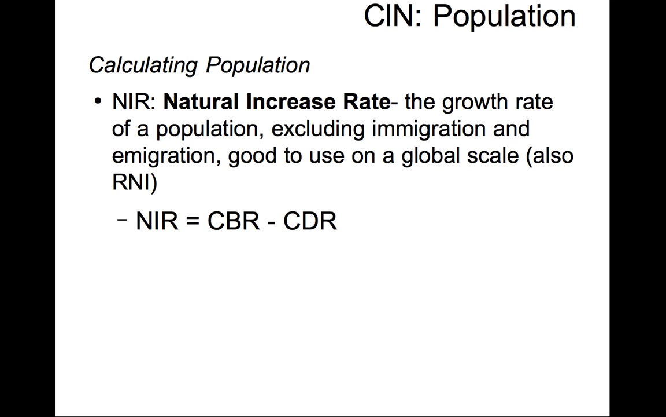You're already familiar with natural increase rate when it comes to calculating the population of a particular country. But I want to draw your attention to the fact that NIR can also be referred to as RNI, which is basically the rate of natural increase. So you can either have natural increase rate or rate of natural increase, but the way you calculate NIR is the same. You would take the crude birth rate and subtract the crude death rate, and you would get your NIR.